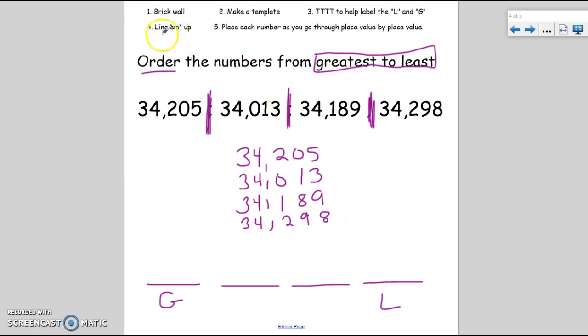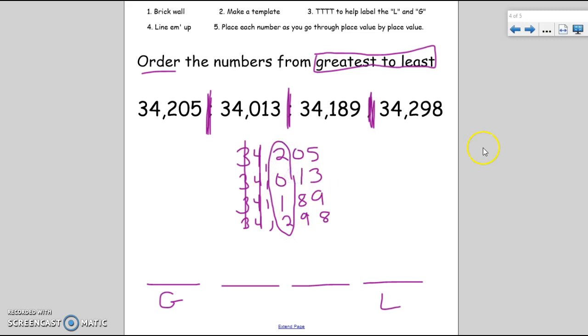Okay, so now I've lined them up, and now I'm going to go place value by place value. And what I'm really trying to do is use logic, trying to place them as soon as I know that they can be placed. So my first place value, the 3, 3, 3, 3, 3 doesn't help me. 4, 4, 4, 4, 4 doesn't help me. But if you take a look, my hundreds place is going to start to help me.